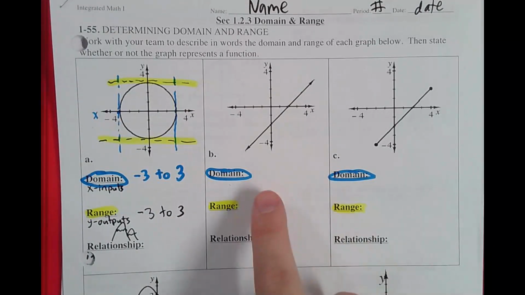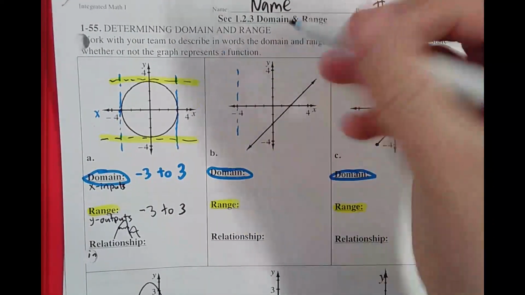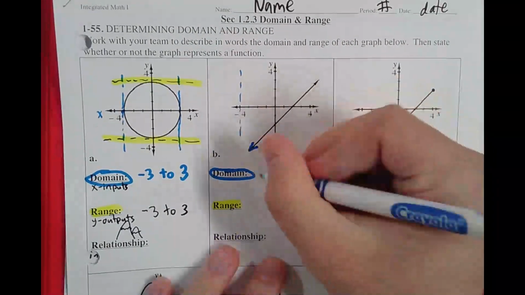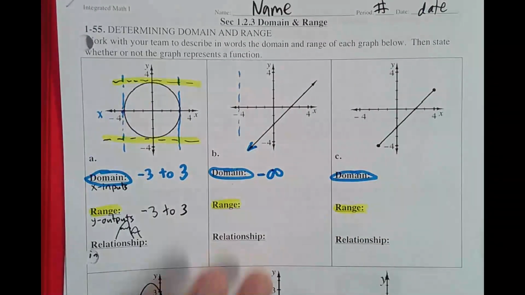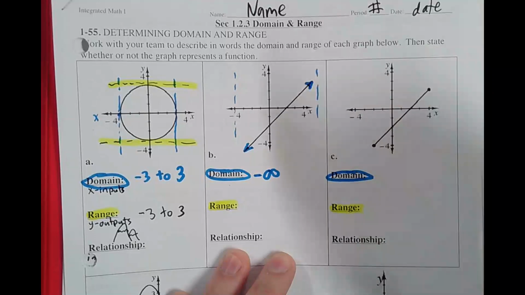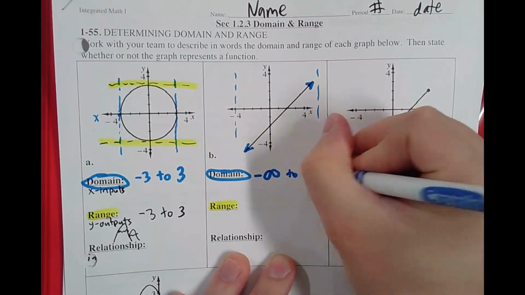Okay, so the next one is domain. How far left does this one go? Look at this one. This one has an arrow. The arrow means it goes on forever. So I want you to say -infinity. And the farthest right it goes, this one goes on forever. So it goes from -infinity to infinity.